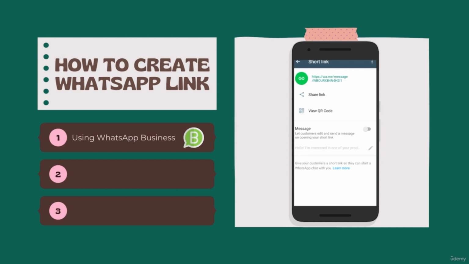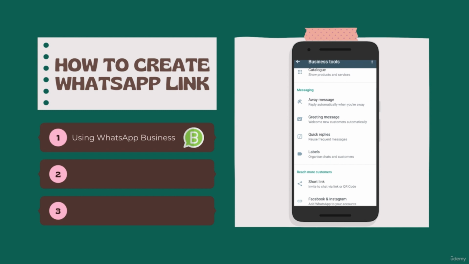So anywhere you want to post it, you want to post it to your friends, you want to post it on your status, you want to post it to WhatsApp groups, you want to post it on Facebook, Twitter, Instagram, whatsoever, you can easily post it, and whoever clicks on the link is going to be directed back to your WhatsApp profile. The next step is creating a WhatsApp link for your catalog.